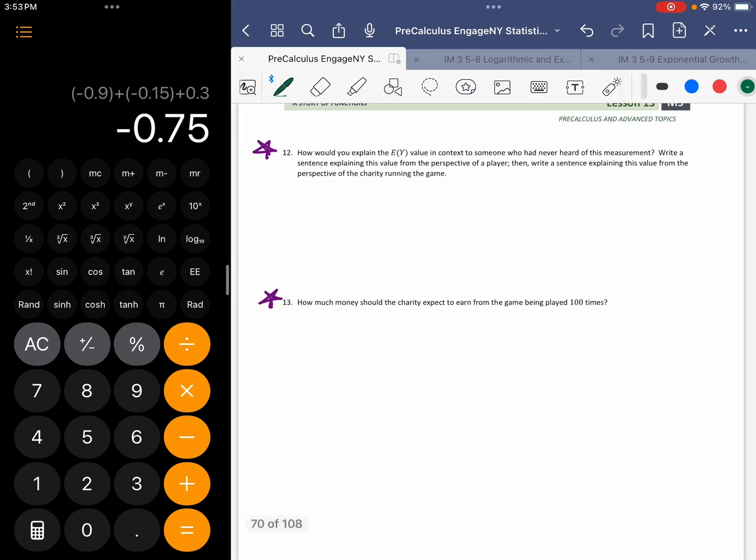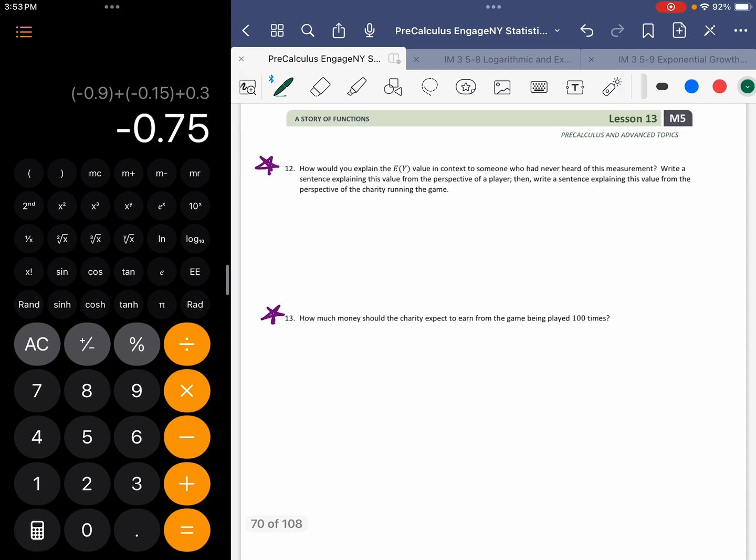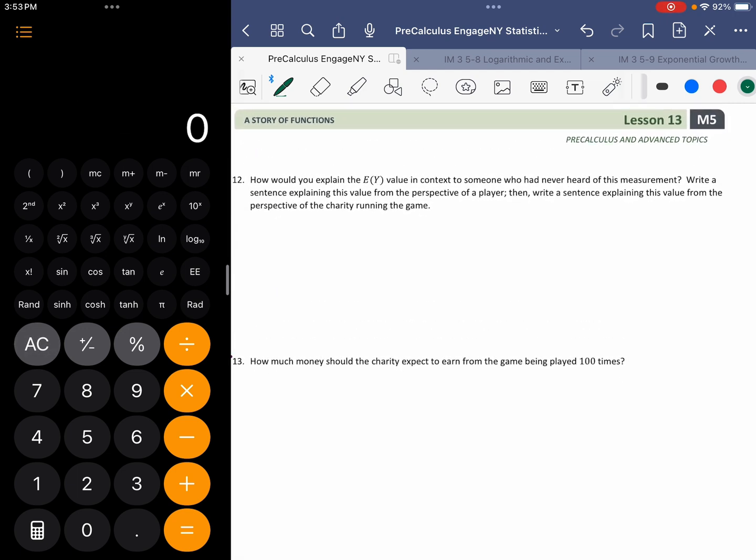All right, last page. How would you explain this expected value in context to someone who had never heard of this measurement? Write a sentence explaining this value from the perspective of a player. Then write a sentence explaining this value from the perspective of the charity running the game. So go ahead and use that expected value sentence frame, and then we'll come back in a bit.